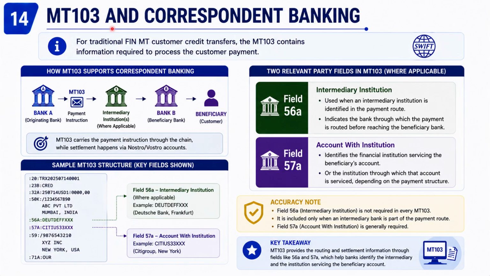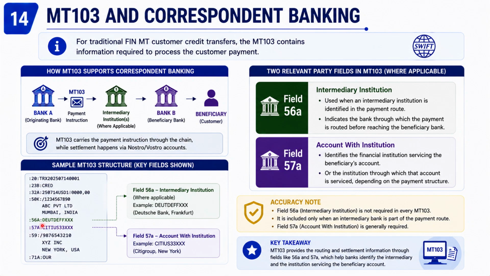MT103 and Correspondent Banking. Now let's connect Correspondent Banking with a traditional SWIFT FIN MT103 customer credit transfer. The MT103 contains information required to process the customer payment. Two relevant party fields, where applicable, are Field 56A and Field 57A.